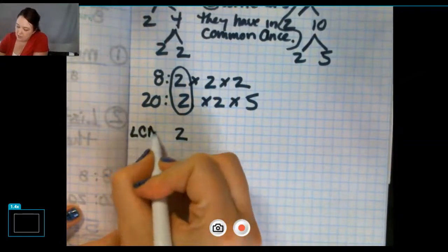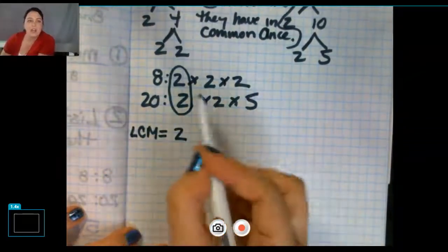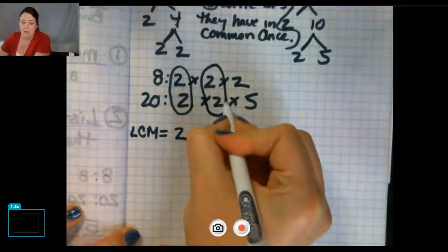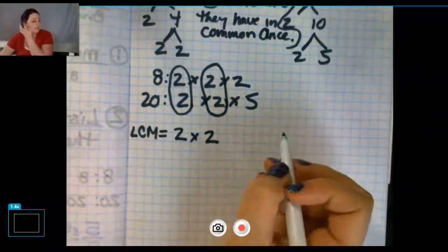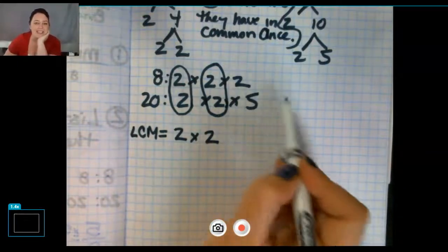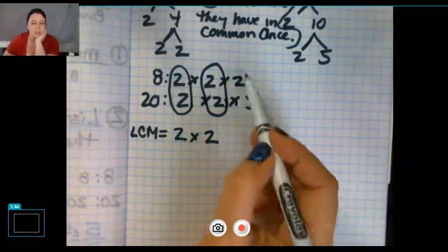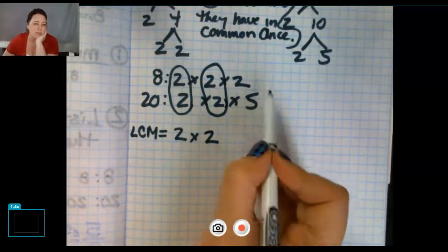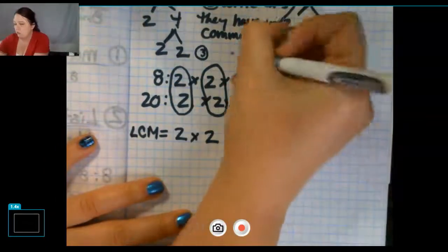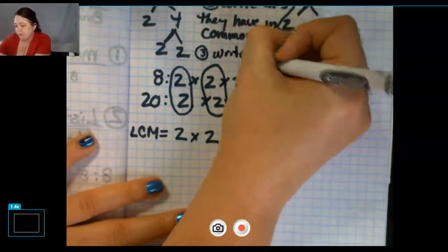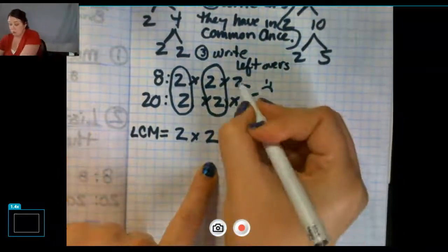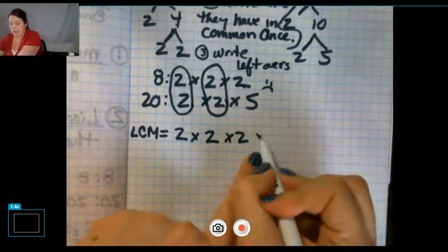The least common multiple will be, okay, so I'm going to write that one time. They have this 2 in common. I'm going to write that one time. Now these ones they don't have in common. This 20 doesn't have another 2 that I can circle. So these are my stragglers. They're my leftovers. My poor little leftovers, right? All right, so number 3, write the leftovers. Okay, so I've got a times 2 and I've got a times 5.